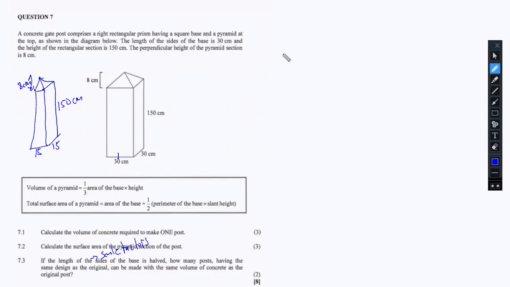Remember, we do have the original volume, the old volume. So let's say V original, the original volume from 7.1. In 7.1, we did calculate that volume. We found that it was 137,400 centimeters cubed. Now let's calculate the new volume. So again, we can still say 1/3.